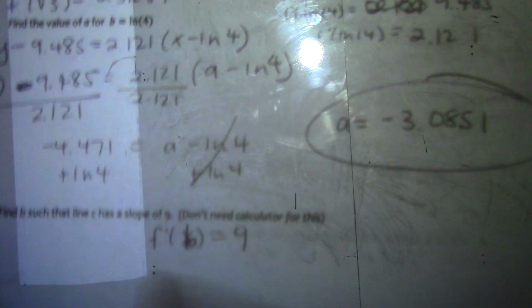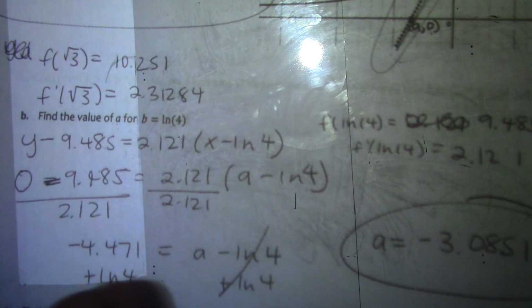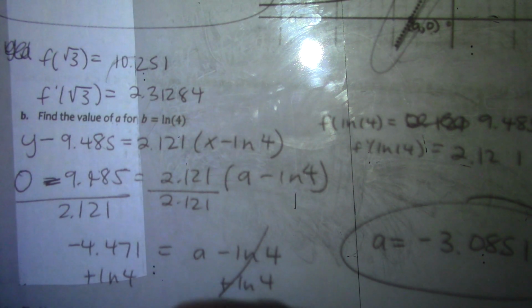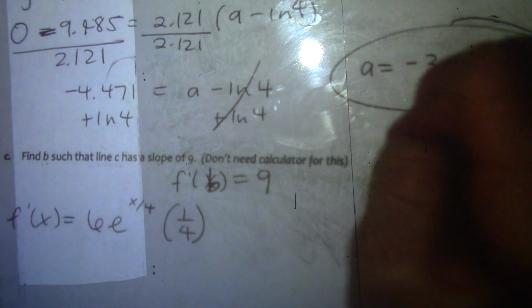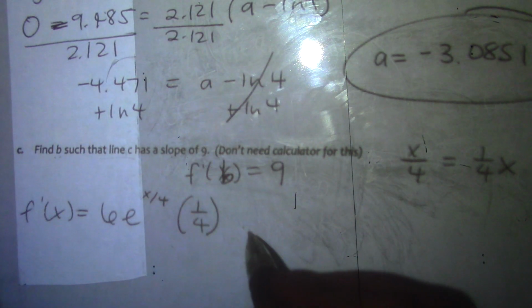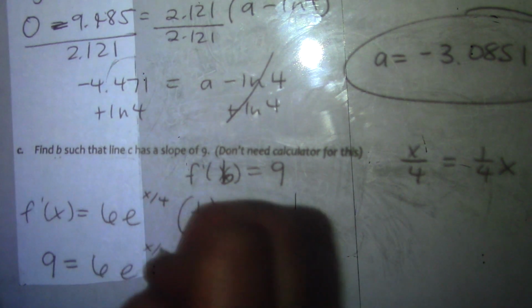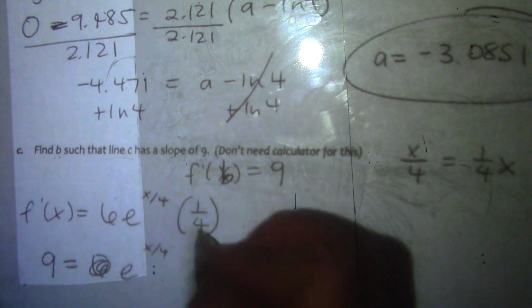Now we don't actually need a calculator for this. If you look at your equation, f prime of x is just 6e to the x over 4 times 1/4. And if you're wondering where the 1/4 comes from, x divided by 4 is the same as 1/4 x. And then the derivative of plus 1 would go away, so this is my f prime of x. This is equal to 9. Actually, I'm going to make the 6/4 just 3/2.